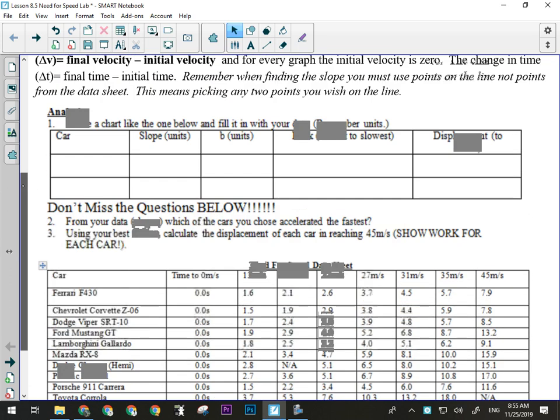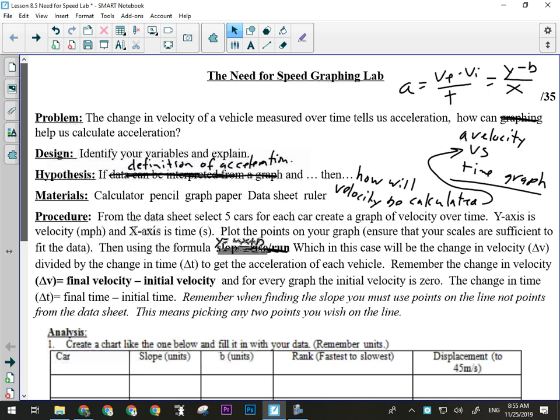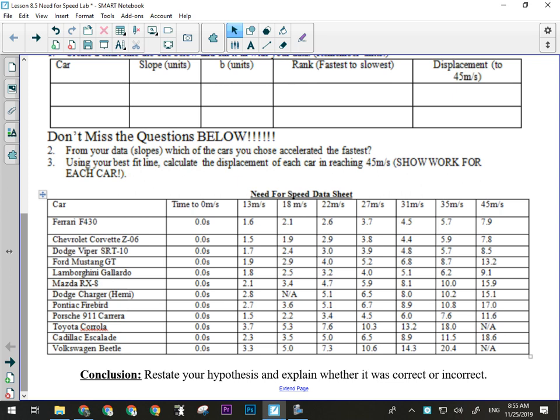So again, just a quick review here. Restate the problem in your own words. You've got your variables, each of them explained: manipulated explained, responding explained, 3 controlled explained. Your hypothesis, definition of acceleration, description of experiment, how you calculate velocity using your graph. Building 5 graphs, all inserted into your lab report, please. And then filling in this chart, answering the analysis questions, and a conclusion. If there are questions as you're going along, let me know.